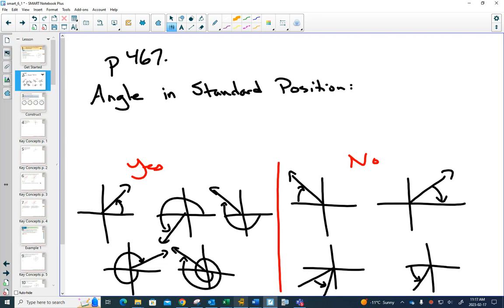So the first 5 under the yes category are all angles in standard position, and the other ones are not. So what we have to do is look at whether we can tell a pattern in the ones that are in standard position, something that they all have in common, and make sure that that doesn't ever happen in the ones that are not.